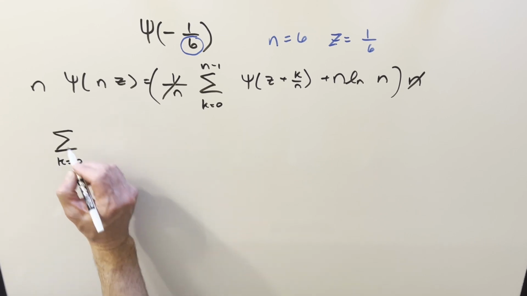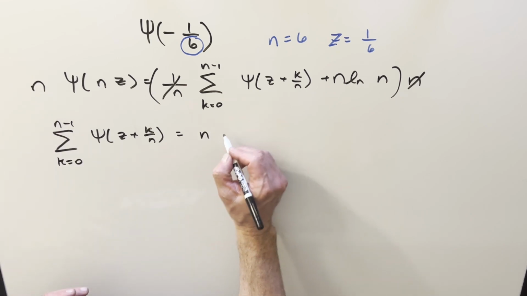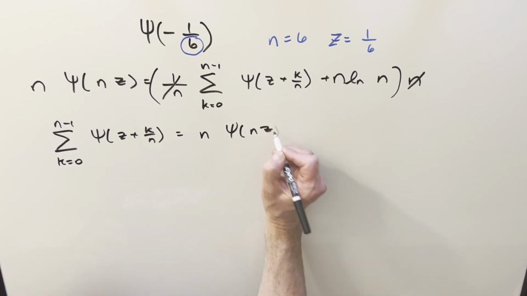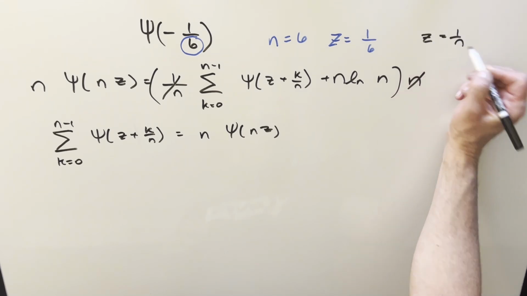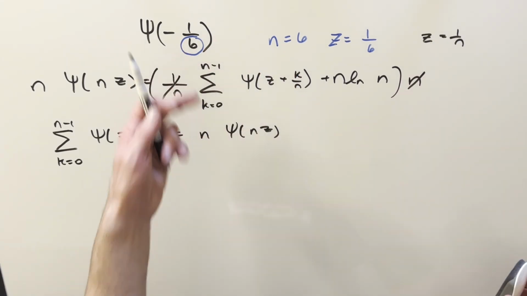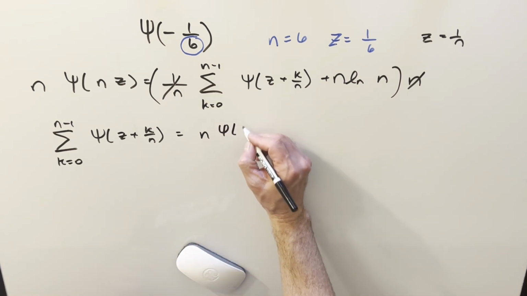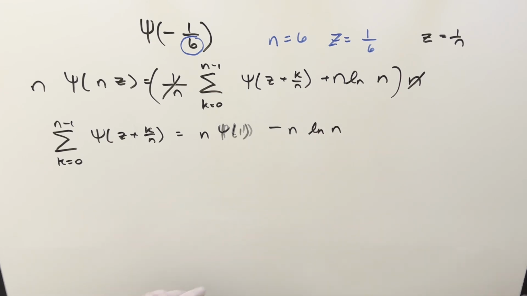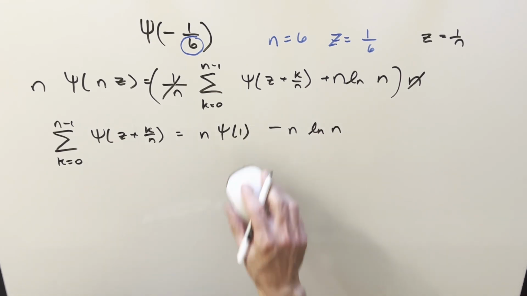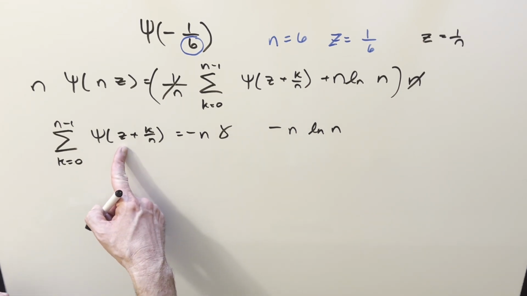So we're going to go k equals 0 to n minus 1. Then on the other side, we're going to still have this n digamma nz. But the way I want to do it in this formula, I want z to be 1 over n. So no matter what value of n we have, this is always going to be 1. So here we end up with digamma of 1 minus this part here, n ln n. But digamma of 1 is just minus the Euler-Mascheroni constant, so I'm just going to replace that here, minus the constant.